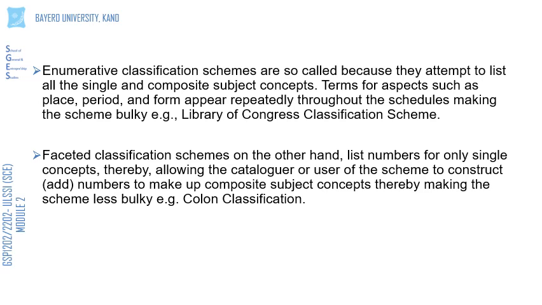We have the faceted classification, on the other hand, which lists numbers for only single concepts, thereby allowing the cataloger or user of the scheme to construct or add numbers to make up composite subject concepts, thereby making the scheme less bulky, which is the Colon classification scheme.